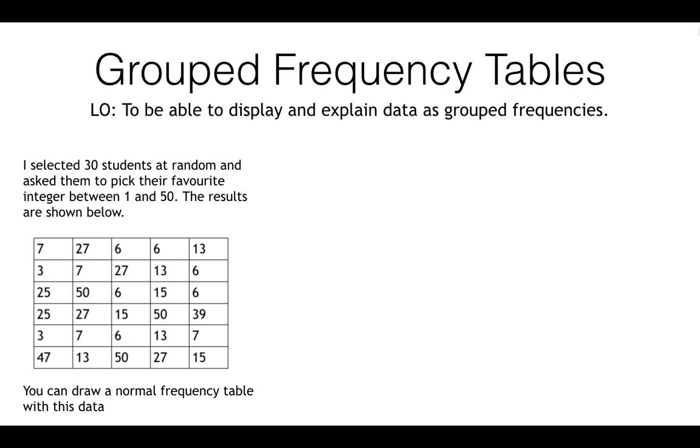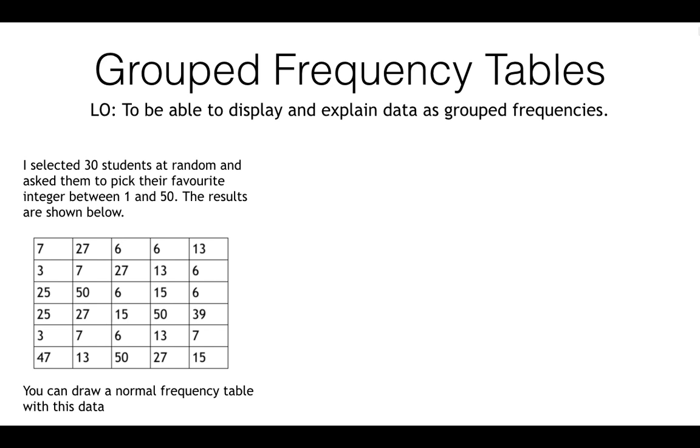So here I've got an example, like the one that I gave for when you were doing your task. I went and asked 30 students at random to pick their favourite integer between 1 and 50, and then wrote down the results below. And from this we could draw a normal frequency table, just like you've been doing before, with the values on the left hand side, and then the frequency that those values were given on the right hand side. So that's a normal frequency table.